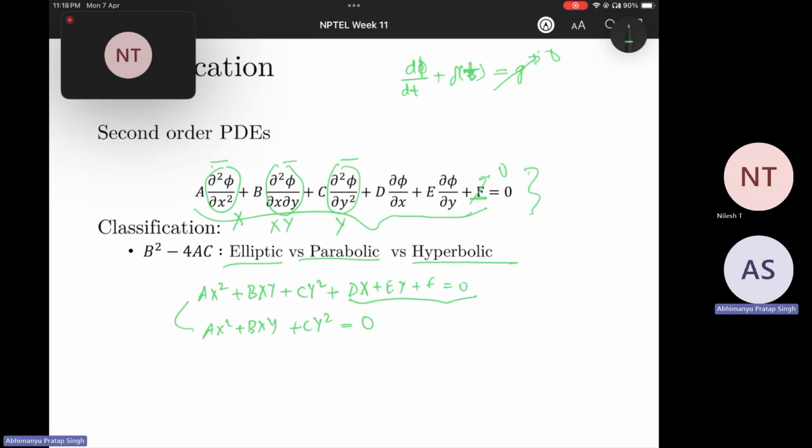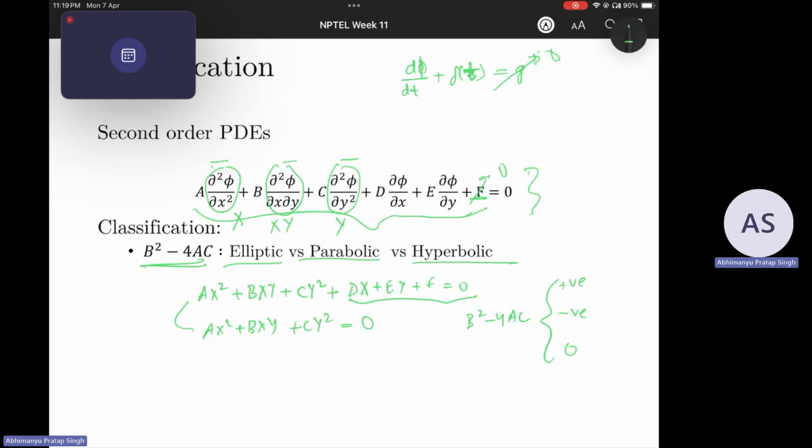Now we need to check for this condition: b square minus 4ac. We have three cases: positive, negative, and 0. If it's positive, then that means it's hyperbolic. If it's negative, then it means it's elliptic. And if it's 0, then that means it's parabolic.